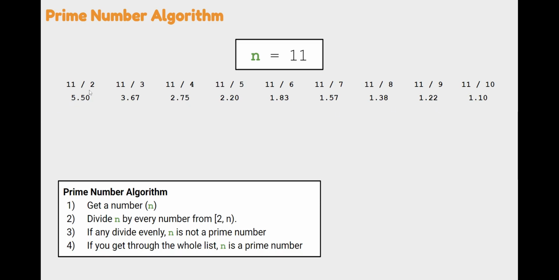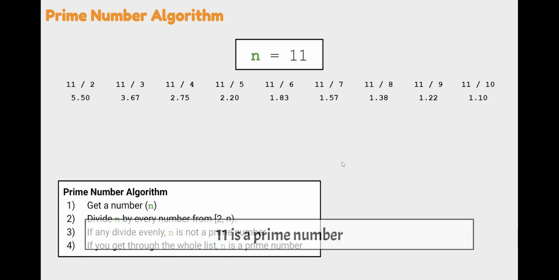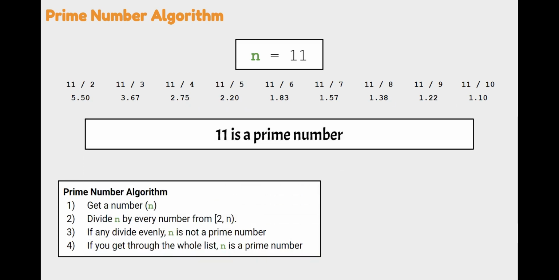And since we checked every number from 2 up to n minus 1 and none of them divided in evenly, then we can definitively say that 11 is a prime number. Now, technically, we don't really need to go up to n minus 1. Technically, we really only need to go up to the square root of n, but that's a math concept for a different class. For simplicity's sake, we're just going to say up to n minus 1.